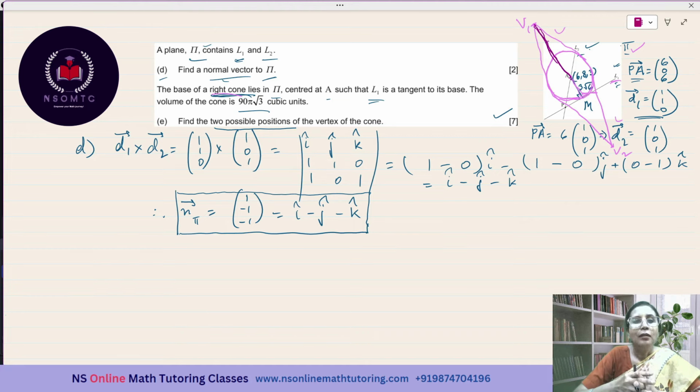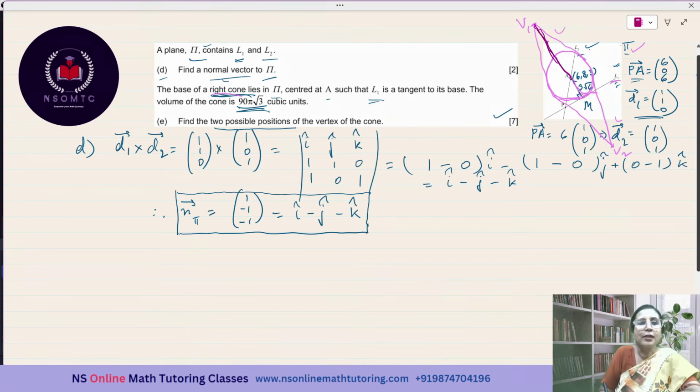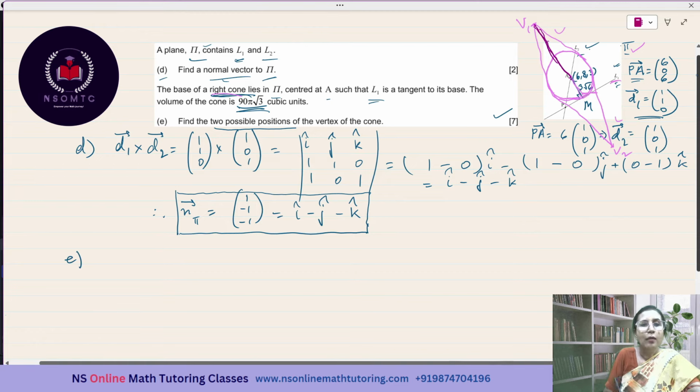But first of all, let us try to use this information. Let us see what this information gives us. The volume of the cone is 90 pi root 3 cubic units. We know the formula for the volume of a cone is one third pi r squared h, and we are seeing the r value as 3 root 6, so one third pi times (3 root 6) squared times h equals 90 pi root 3.